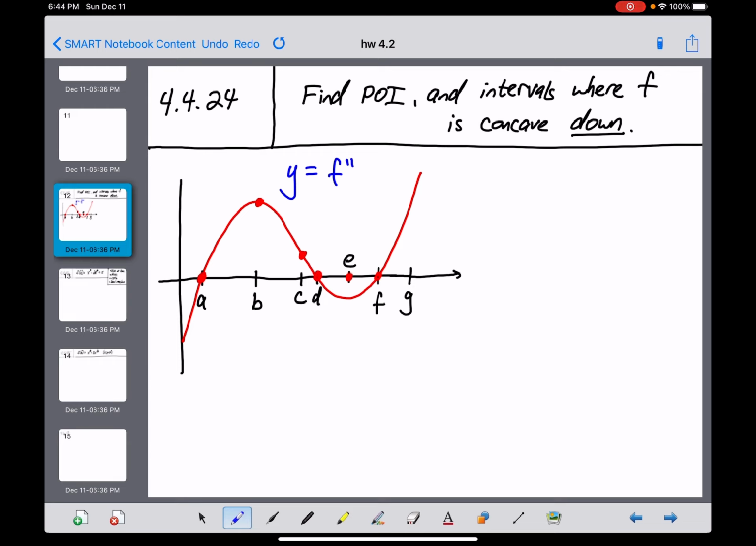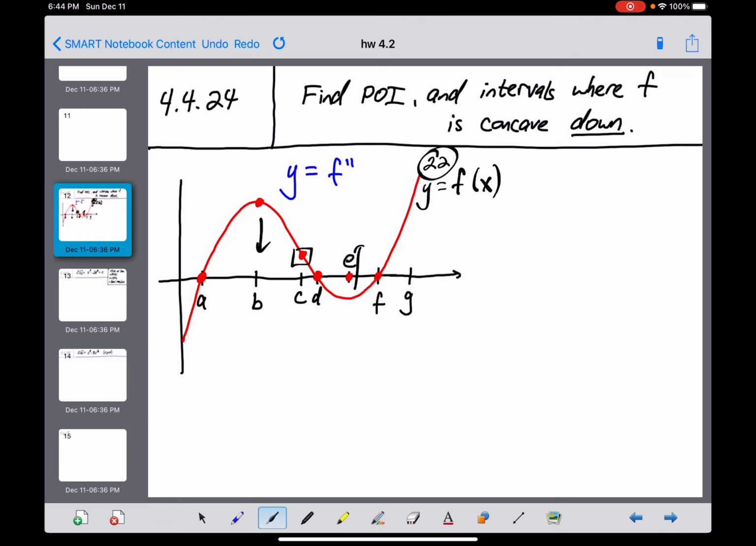Now, the difference between 22, 23, and 24 was that in number 22, they asked you to assume that this was the graph of y equals the original function f of x. I think that was probably the easiest one because you're really just looking for points of inflection, which were right here at C, where we went from being concave downward to concave upward, and that was really it. So that was 22.